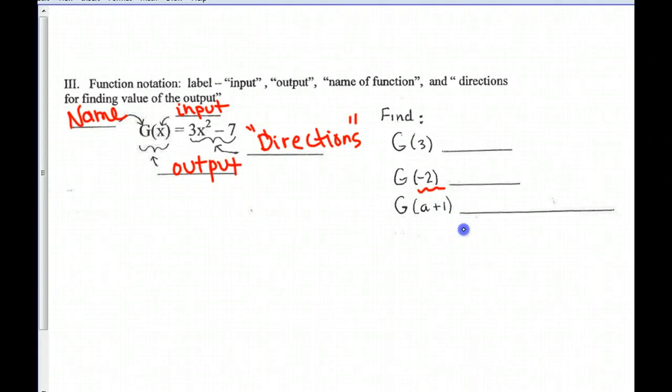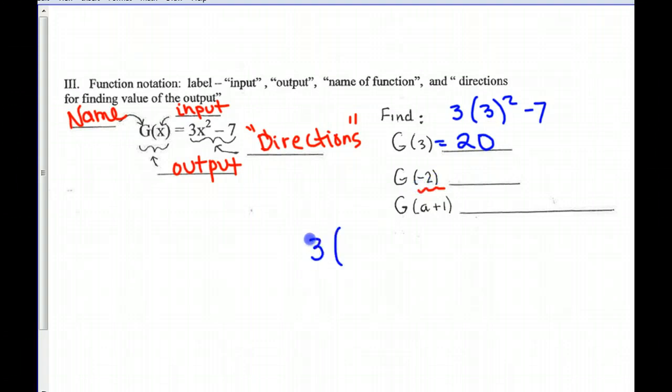And the a+1, I'm thinking I'm going to be mean. We're in pre-calc. We're going to have to simplify that, okay? So let's run through these really fast. When we put a 3 in, we have 3 times 3 squared minus 7. 9 times 3 is 27 minus 7. Did everybody get 20? I heard that answer really fast. Okay, -2. 3 times (-2) squared minus 7. You would need the parentheses. 4 times 3 is 12 minus 7. Is it 5? Yep. All right.